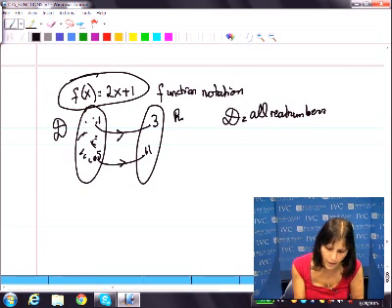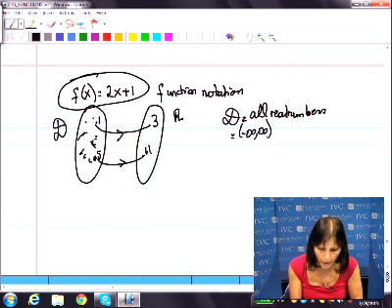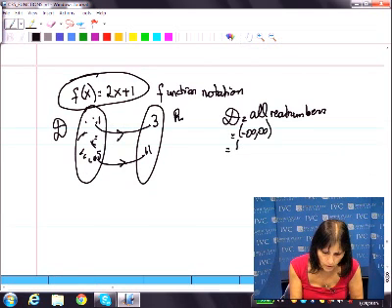Well, can you also write that in interval notation? Of course, negative infinity to infinity. Well, how about set builder notation? x such that x is a real number. Good.